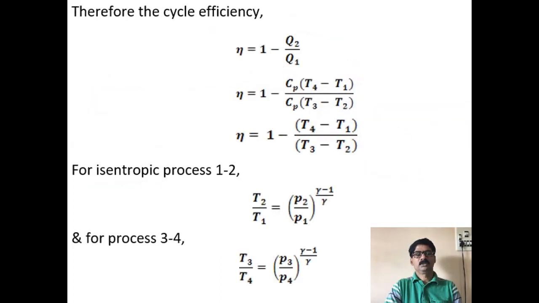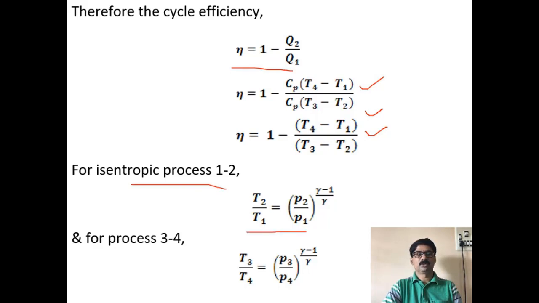Now coming to the cycle efficiency, as you know, eta is equal to 1 minus Q2 by Q1. So Q2 is equal to Cp into T4 minus T1, and Q1 is Cp into T3 minus T2. So Cp gets cancelled, and you get eta is equal to 1 minus T4 minus T1 divided by T3 minus T2.